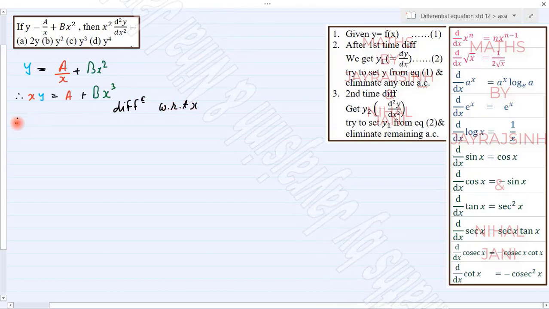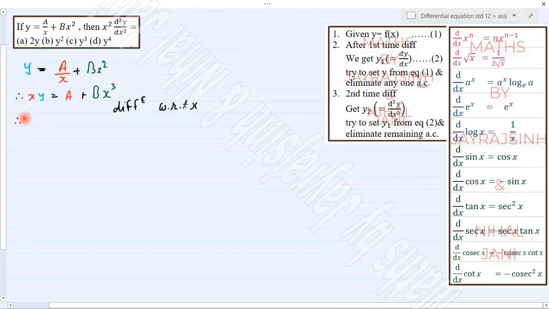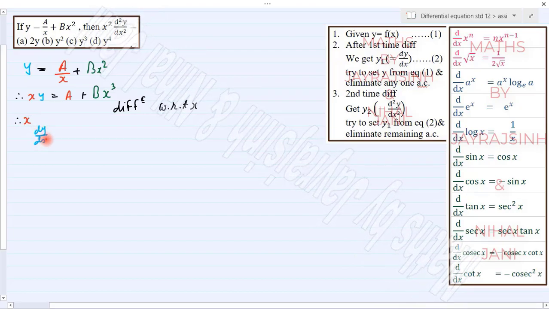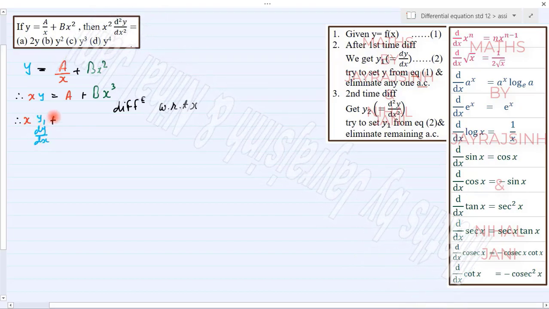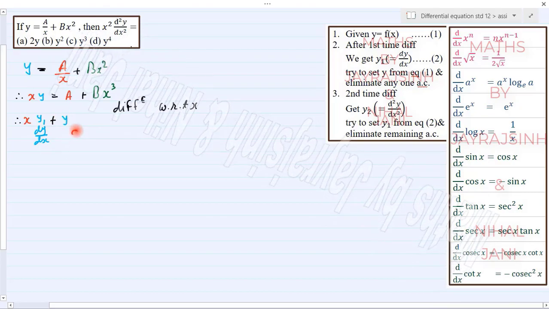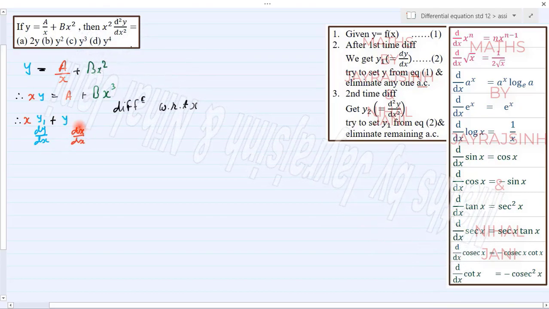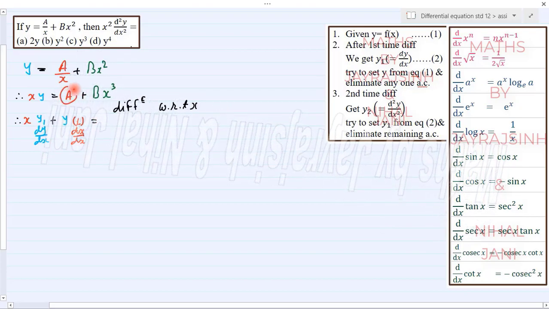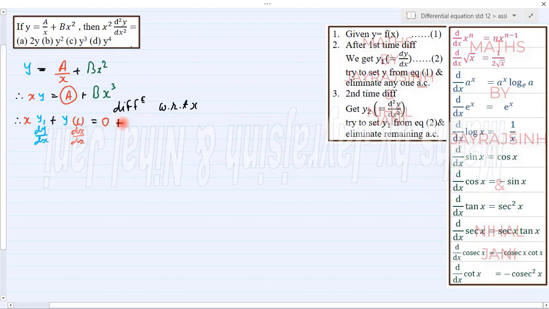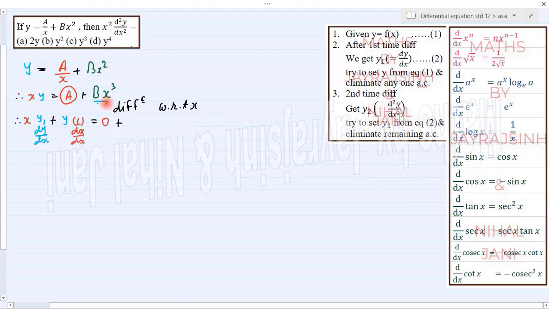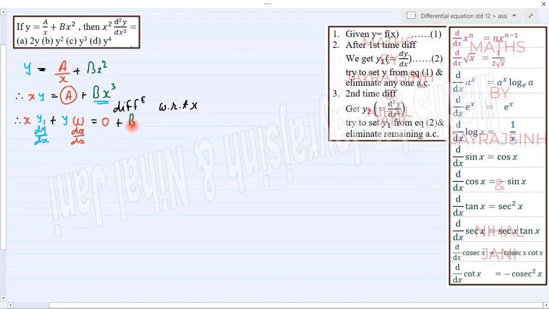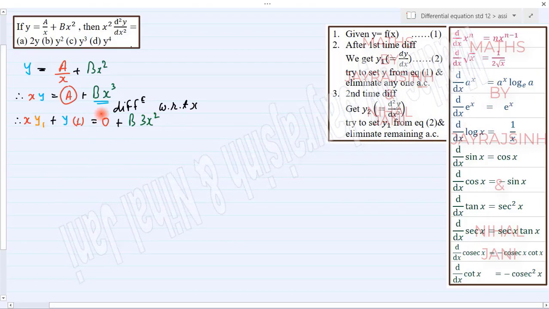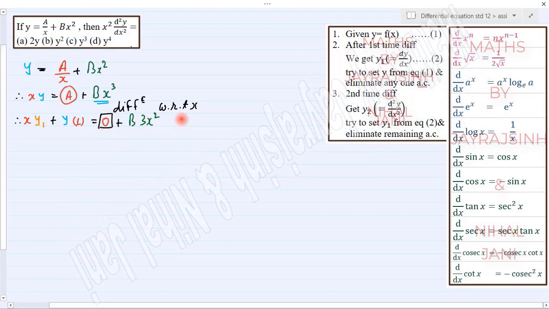x. On the left hand side we have to apply the multiplication rule. Your x will be as it is, differentiation of y will be y1, plus your y will be as it is, differentiation of x will be 1. On the right hand side, differentiation of a, which is a purely constant term, will be 0, and in the second term b will be as it is, differentiation of x cube will be 3x square. So here we eliminate one arbitrary constant.